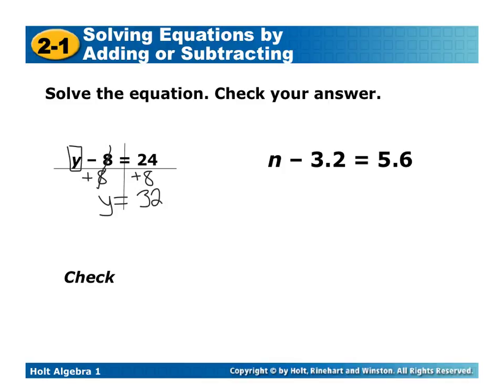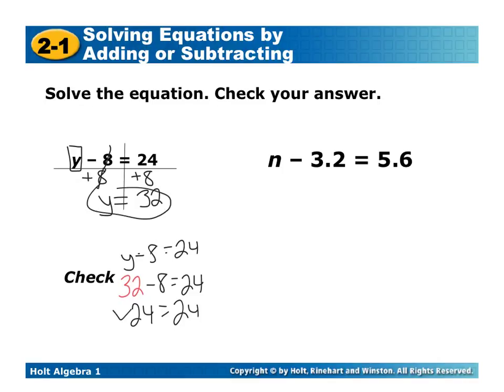Now the nice thing about equations is we can always check our work. We can take the original problem, y plus 8 equals 24, substitute in our value for y, which in this case was 32. Oops, no, it wasn't plus 8, it was minus 8. 32 minus 8 equals 24. This is true, so my answer is 32. Let's look at another one.